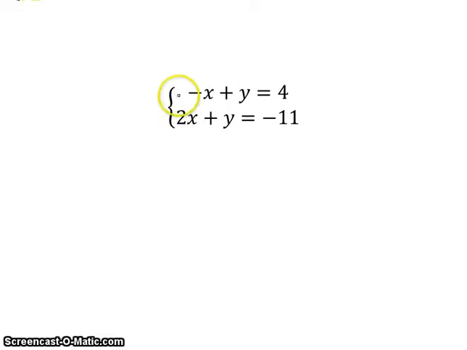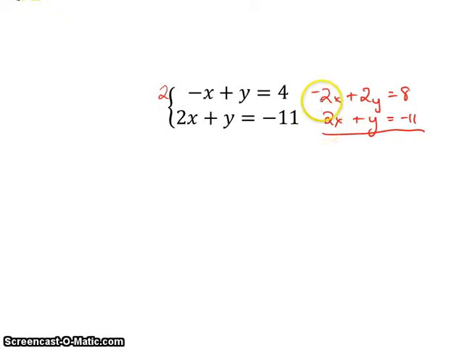Next example, I'm going to multiply the top one by 2, because then I'll have a negative 2x and a positive 2x. So if I multiply through, negative 2x plus 2y equals 8, and then rewrite the bottom one, just copy it over. So if I add them together, they have opposite signs, so I'm going to add them together. Negative 2 plus 2 is 0. 2y plus y is 3y. 8 plus a negative 11 is negative 3, divided by 3, sorry. So y is equal to negative 1.